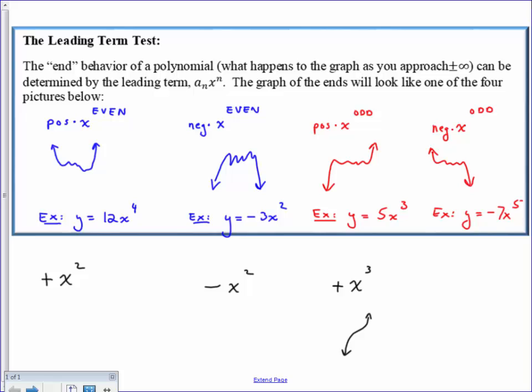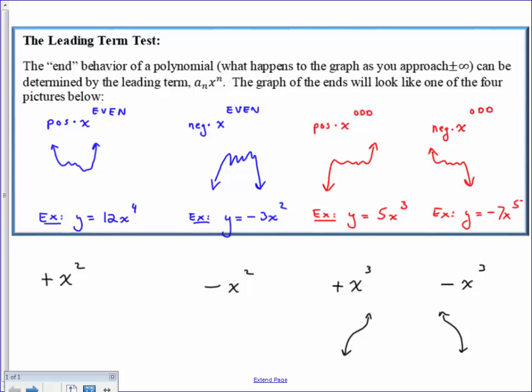As an example there, I can think about this function. Well, that particular function, because it has a negative in front of it, I know that my left side is actually going up and right side is actually going down.